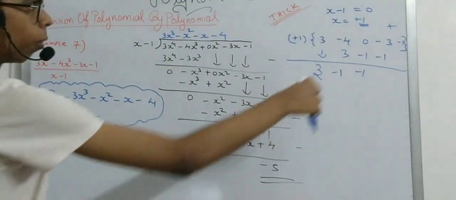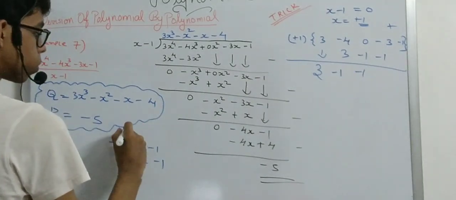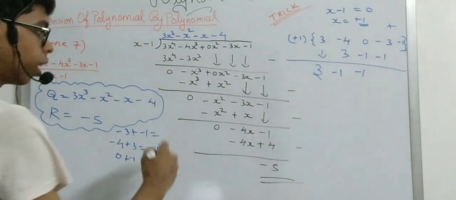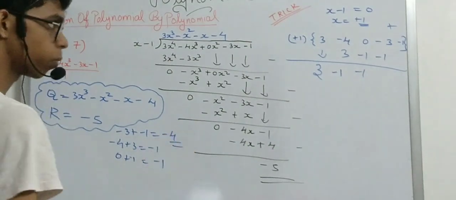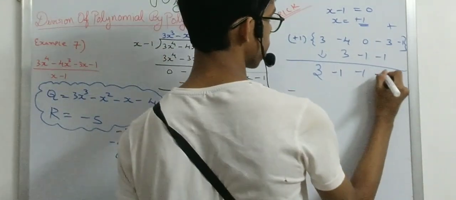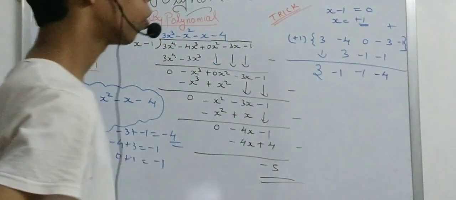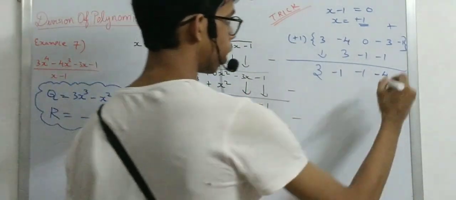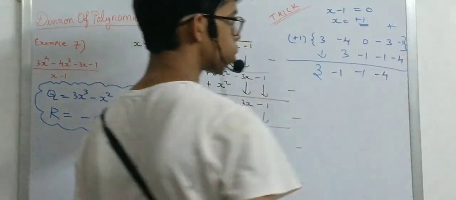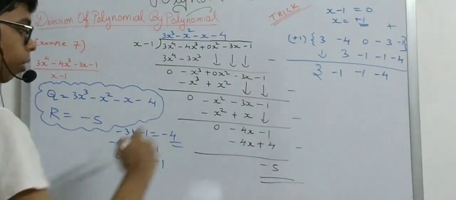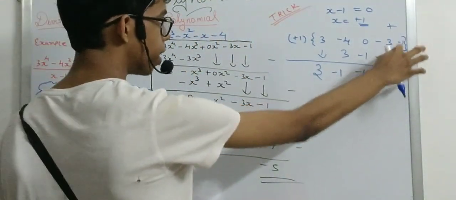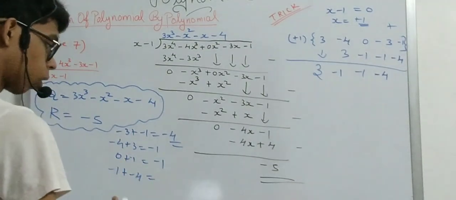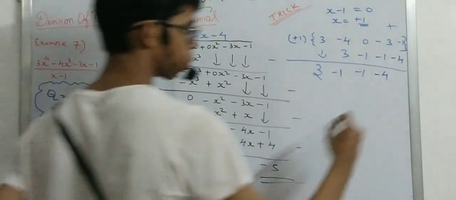Now what should you do? Minus 3 plus minus 1. What is minus 3 plus minus 1? Is equal to minus 4. Okay, so that minus 4 I am writing over here. Now what should you do? This 1 into the minus 4. So 1 into minus 4 is what? Minus 4 itself. Now again add minus 1 and minus 4. So minus 1 plus minus 4 is equal to minus 5.